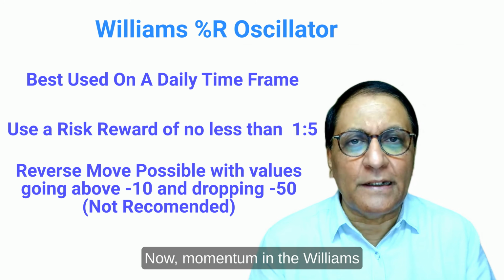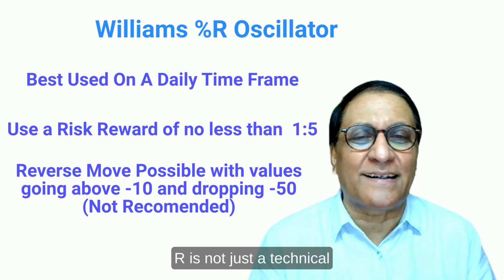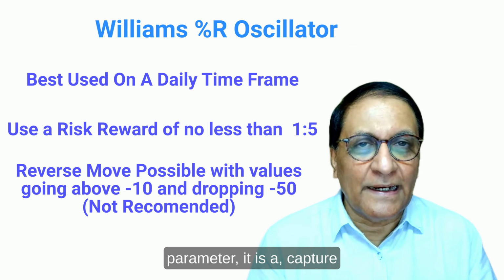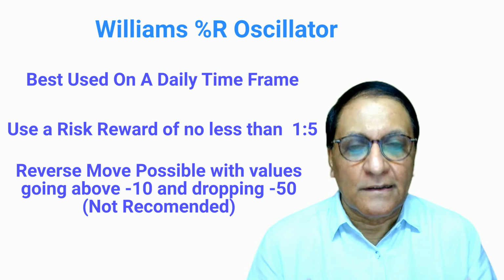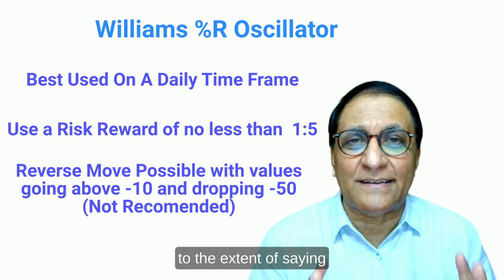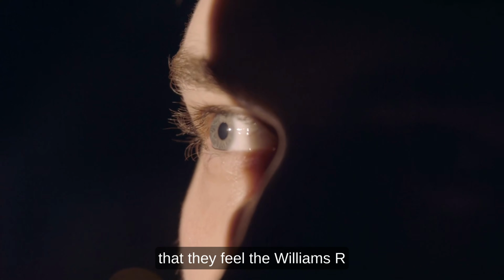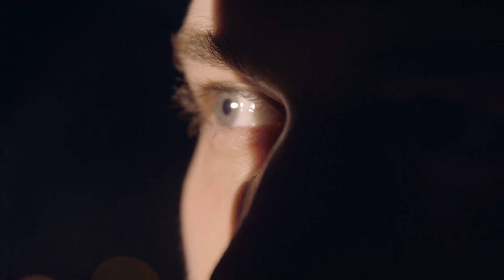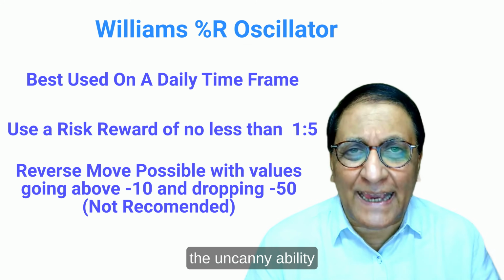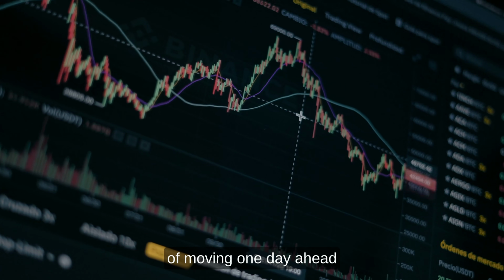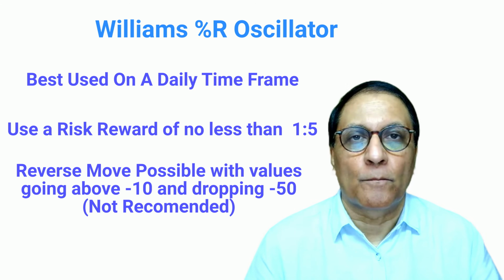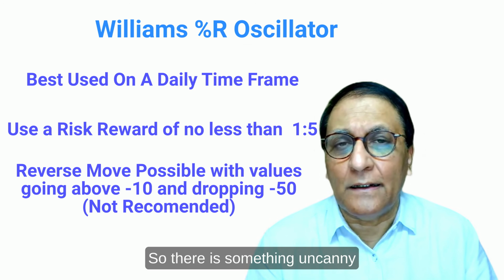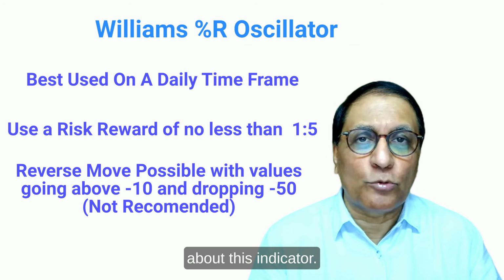Now, momentum in the Williams R is not just a technical parameter. It is a capture of the intensity of emotion. Some traders actually go to the extent of saying that they feel the Williams R more than they read it. And the Williams R has the uncanny ability of moving one day ahead of the actual price move. So there is something uncanny and something metaphysical about this indicator.